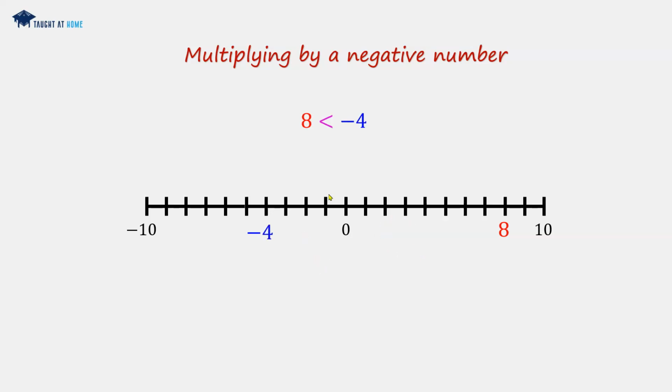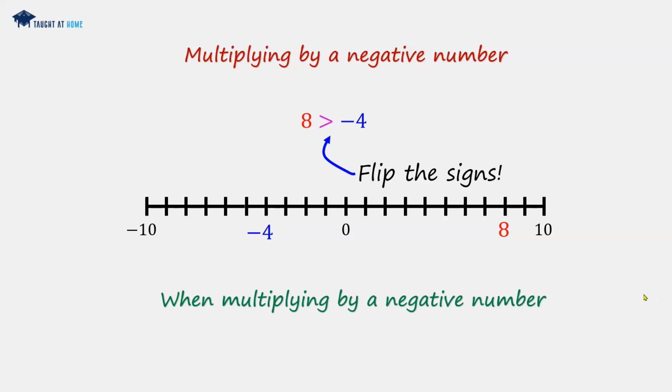And again, we can see that this no longer holds true, because 8 is not less than -4, 8 is greater than -4. So we have to flip the sign. So when we're multiplying by a negative number, we also have to flip the sign. Let's take an example.